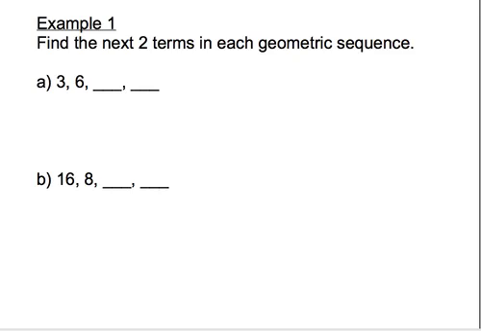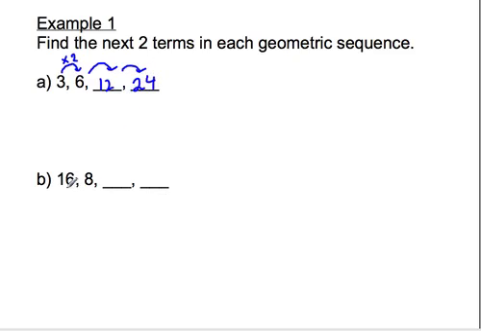So let's look at a couple of examples. In this one, find the next two terms in each geometric sequence. We know this is a geometric sequence, and we know we're multiplying by 2 each time. So you just times by 2 again. You get 12, times by 2 again, you get 24.